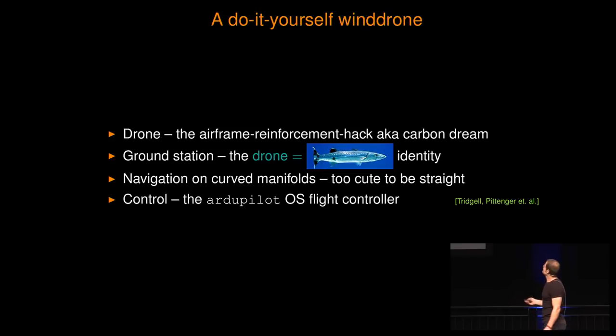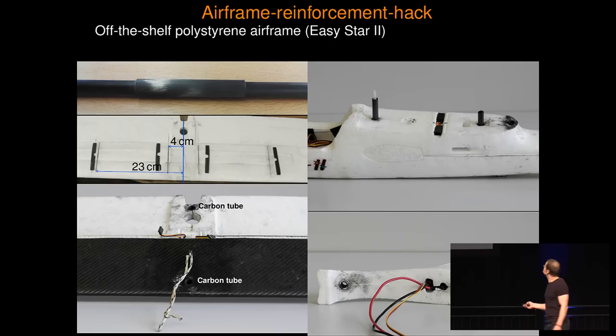What are the ingredients here? First, you need a drone. Here I want to show the airframe and reinforcement hack, which is necessary to prepare your airframe for the additional forces from adding the tether. Then there's a ground station, and here I want to motivate why the drone is essentially behaving like a fish, in this case a barracuda. The next thing is navigation on a curved manifold, which is very important because you have a constraint coming from the tether. And finally, you need something for control, which is the autopilot. In this case, it's the ArduPilot open source project which we adapted.